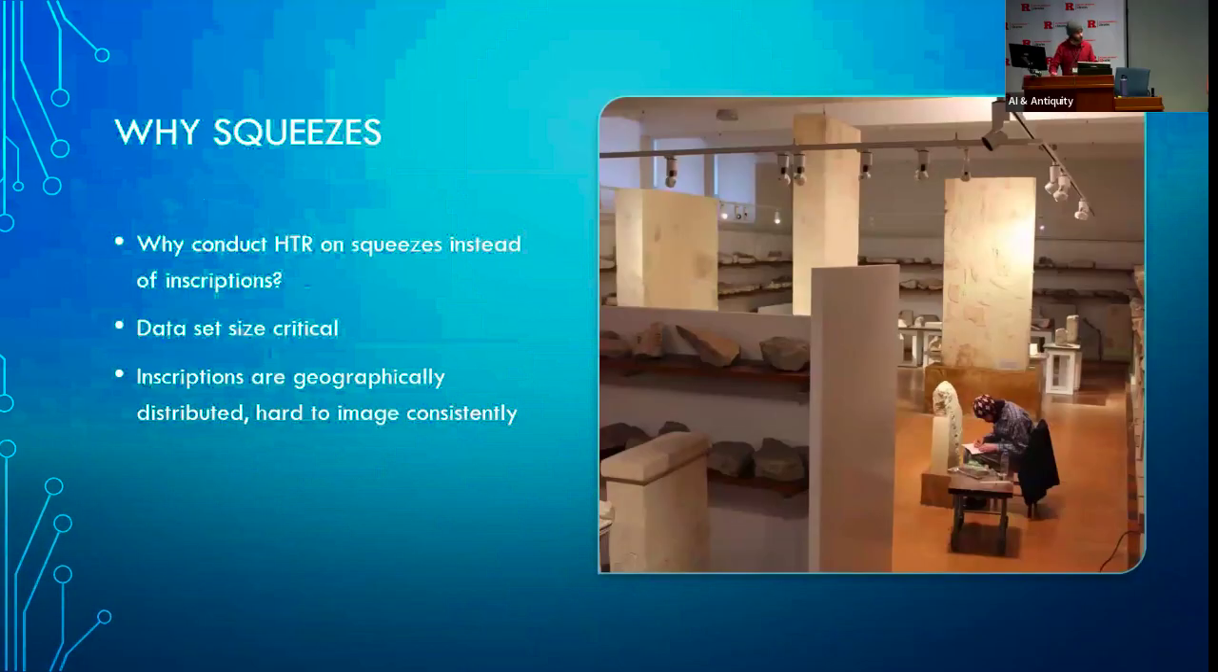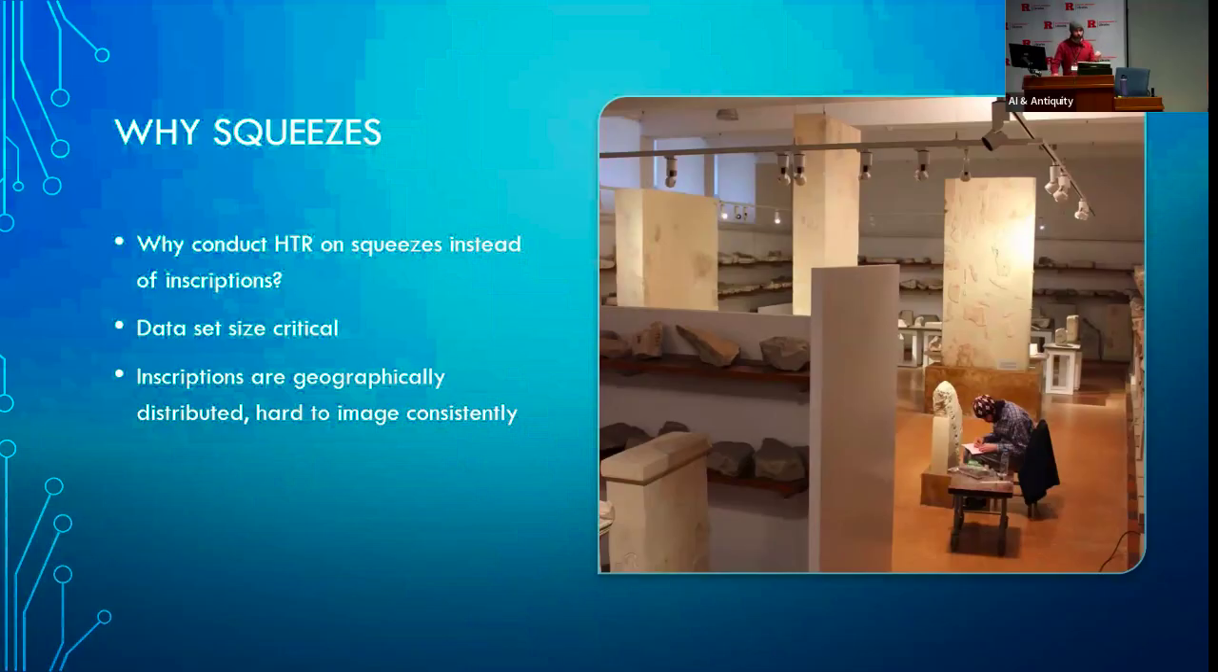Okay, so some of you may be wondering, why do something like computer vision, like handwritten text recognition, on a squeeze, which is obviously derivative, a derivation of the object itself, instead of on the original objects, the inscriptions? And the answer is that, as all of us have heard repeatedly over the last day and a half, and as many of us know, when you're working with AI modeling or machine learning modeling, data set size is hugely important. Right? The more data that you have, the better model that you can generate from it. And when you have small data sets, you're constrained in what you can do.